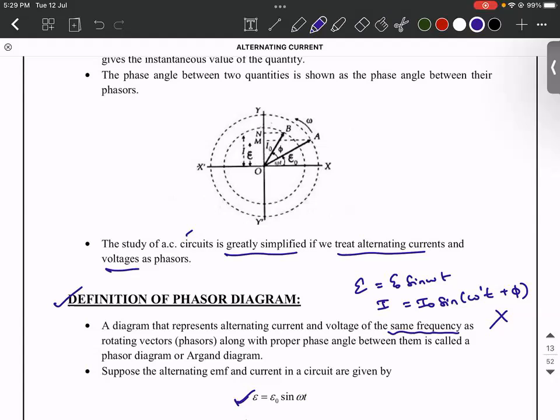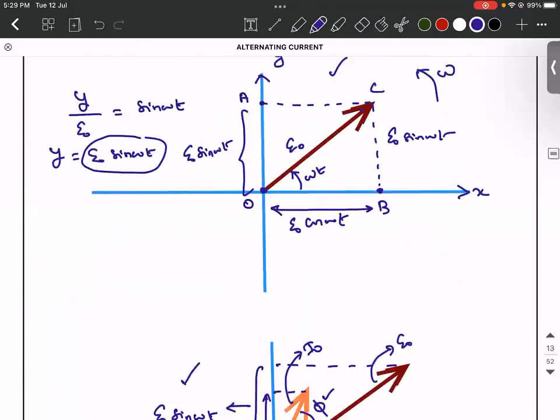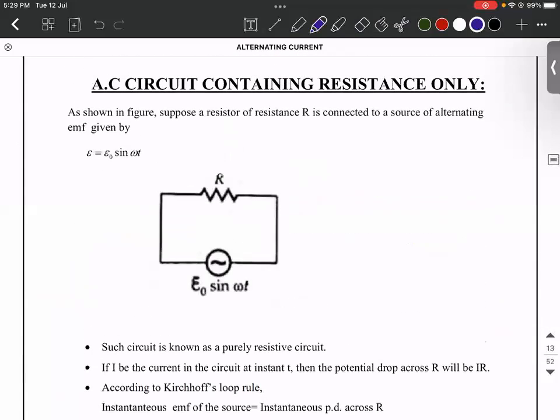But one clarity that you need to have in your mind is that the length of each vector represents the amplitude. Never forget that. And the projections represent the instantaneous value. That point is more than sufficient for me to take you through the rest of the chapter. Now we are going to get to the main context: what will happen when you connect an AC source across a resistor alone.